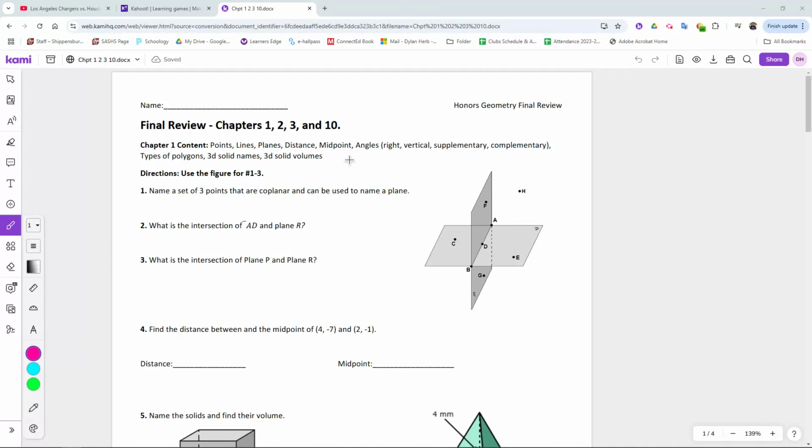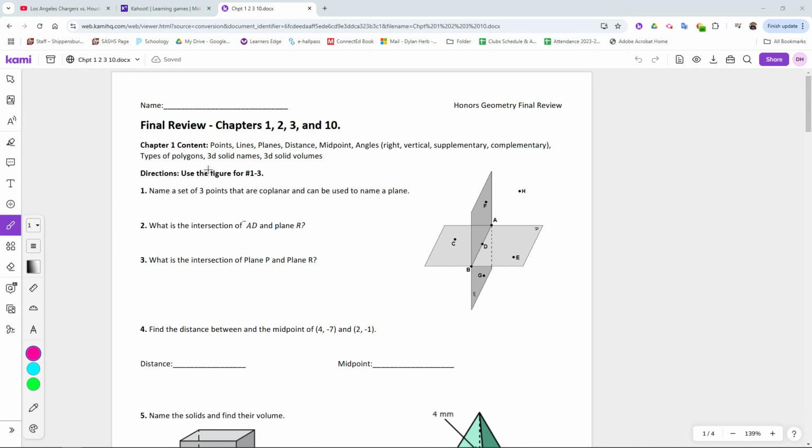Alright, so in this video I'm going to go over the review for the first 3 chapters, and then additionally chapter 10 is on this assignment. So the first chapter was about points, lines, planes, distance formula, midpoint formula, and then just some vocab for how we describe angles. Also on there were polygons, like concave, convex polygons, the names for the sides of the polygon.